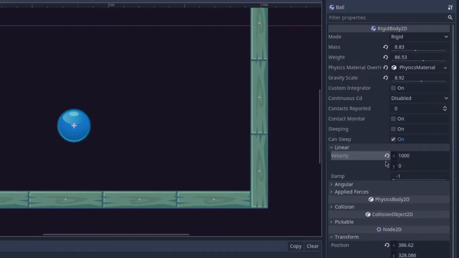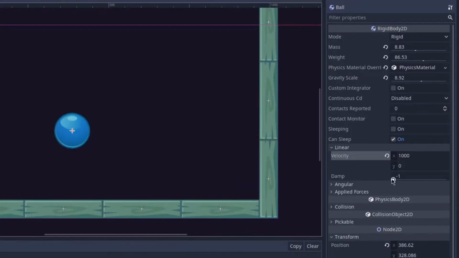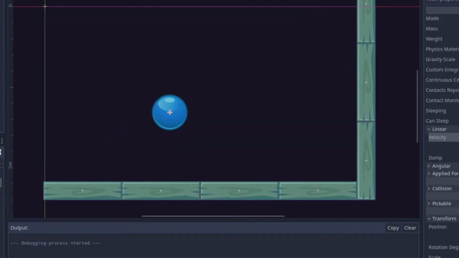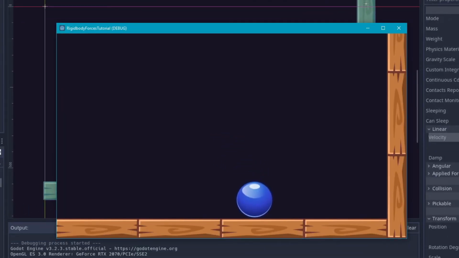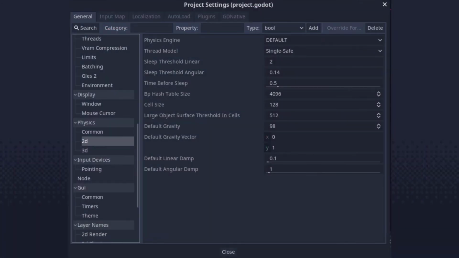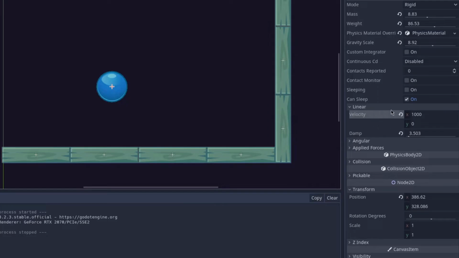And in the same section, we have damping. This is how fast the object slows down. If we set this to a higher value, you'll see that it slows down a lot faster. If you set this value to -1, it will resort to the default setting. The default for this can be found under Project Settings, Physics, 2D, and then the default linear damp. So this is how you set the starting velocity of the rigid body.